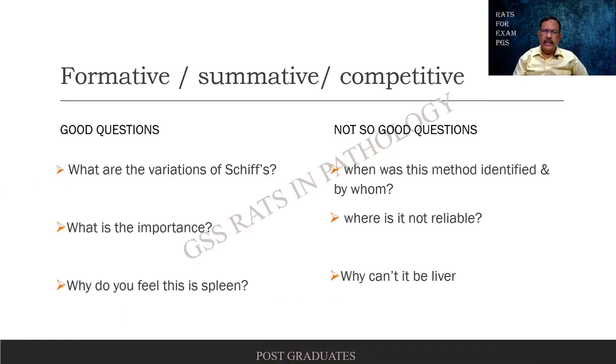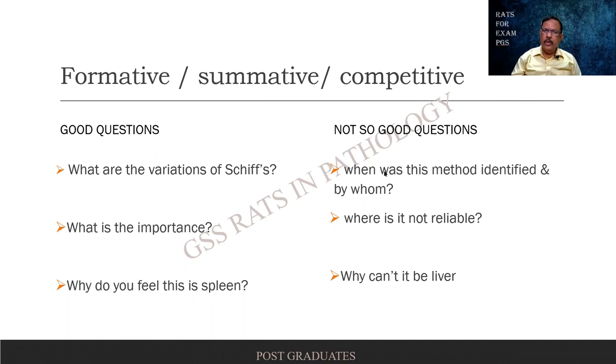This particular slide is to explain the pattern of exam we are facing. It is not a formative test where we have been progressively improved. It is not a competitive exam like your national entrance examination. It is a summative exam just to decide whether the candidate can be passed or failed and how much mark he can be given. In which case, there are a good set of questions.